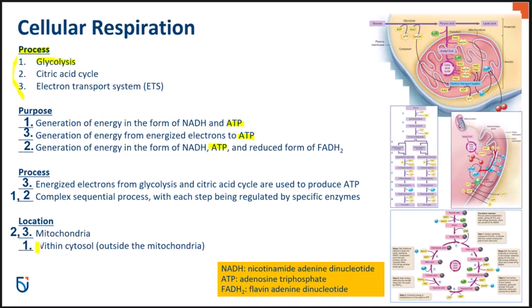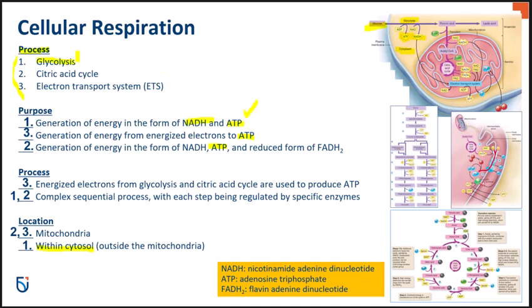Glycolysis. Glycolysis occurs in the cytosol of the cell. If we look up here, we have glucose, the nutrient that we need in order to produce ATP. Glucose will enter the cell and undergo glycolysis, which occurs in the cytoplasm or the cytosol of the cell, and it's going to produce ATP and NADH, which we'll talk about shortly.